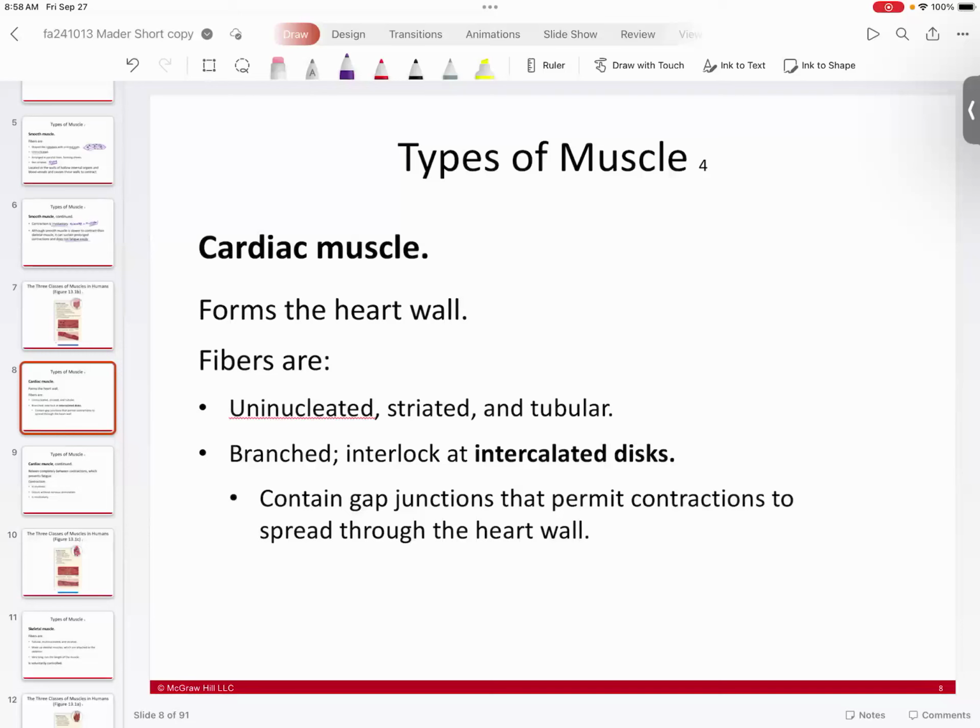Then we have cardiac muscle cells, which are located in the heart. This is the only place you're going to find cardiac muscle, is in the heart itself. It's actually heart muscle. These guys also have a single nucleus. They tend to be tubular in shape, and I can't really draw a cardiac muscle cell very well, so we'll wait for the picture. And they tend to have striations, although lighter than skeletal.